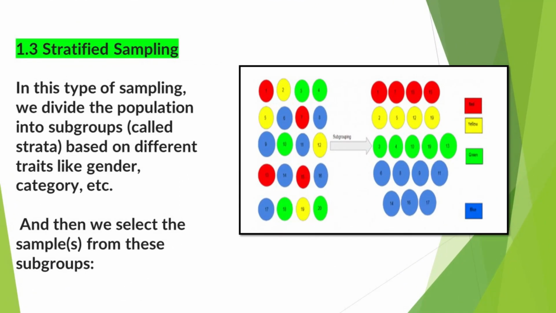Coming to the third type of probability sampling, that is stratified sampling. So in this type of sampling we divide the population into subgroups called strata, based on different traits like gender, category, etc. In the right side image you can see the subgroups, that is strata, are formed based on the color of the balls. So you can see 4 balls of red, 4 balls of yellow. Those are the strata, out of which one sample is picked from each strata. So that is a kind of stratified sampling.